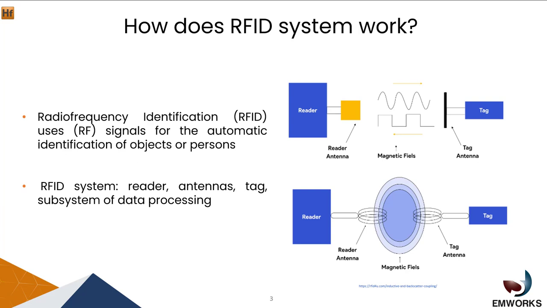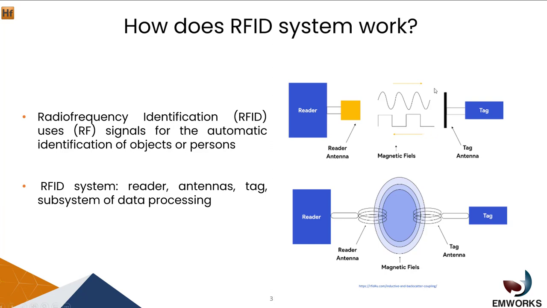Alright, so let's talk about the working principle of the RFID system. What does it mean, RFID system? An RFID system is simply a technology that uses RF signals for the automatic identification of objects or persons. An RFID system is composed of several components. These include a reader, antennas, tag, and a subsystem for data processing. On the right-hand side we can see an image of an RFID system. Basically, the reader transmits an electromagnetic wave, and then the tag receives this wave and responds back by sending the information that is stored in the memory of the chip.